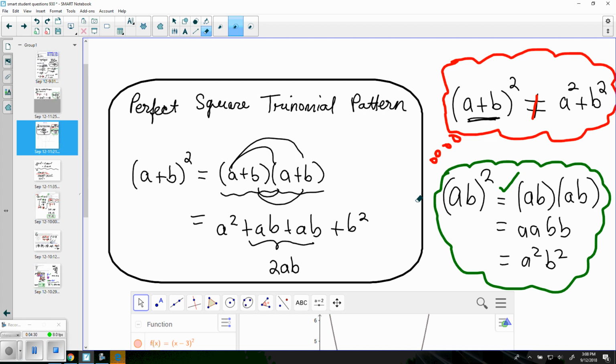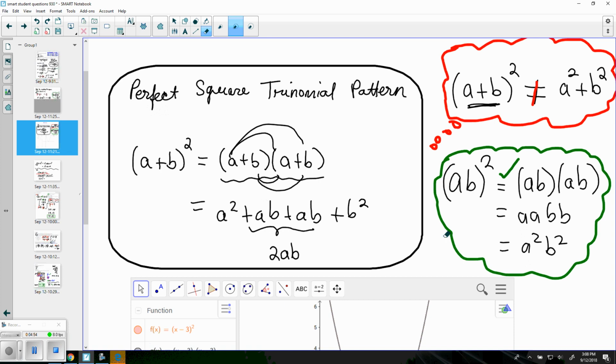So it should make sense from that perspective instead of just memorizing it as something that we do. The other thing I wanted to point out is this common mistake of thinking that a binomial squared simplifies to a squared plus b squared like that. That is a very common error, but like you see here, when you're squaring a quantity, you have to make a copy of that quantity and distribute the multiplication. So that's a common mistake.